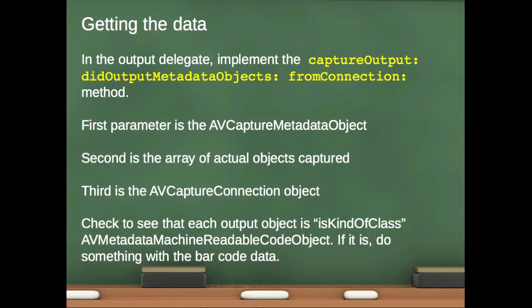So now we want to check that each of these outputs is of kind of class AV Metadata Machine Readable Code Object. If it is, we want to do something with the barcode data. If it's not, it's face recognition data, so we can do something with that as well.